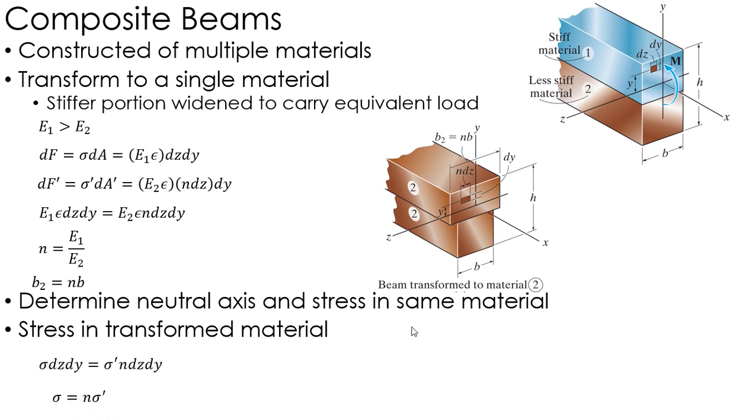There's an example of these composite beams. I recommend you looking at that. It might make more sense than walking you through this way. But again, the general idea is you take the two materials and transform it into one material, making the stiffer portion wider than the less stiff portion.